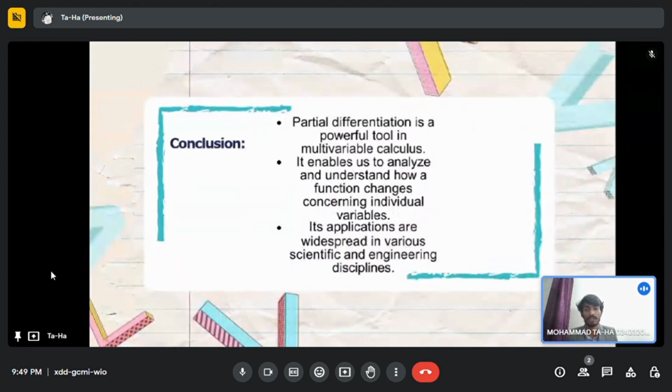To conclude my presentation: partial differentiation is a powerful tool in multivariable calculus. It enables us to analyze and understand how a function changes with respect to individual variables. Its applications are widespread in various scientific and engineering disciplines.